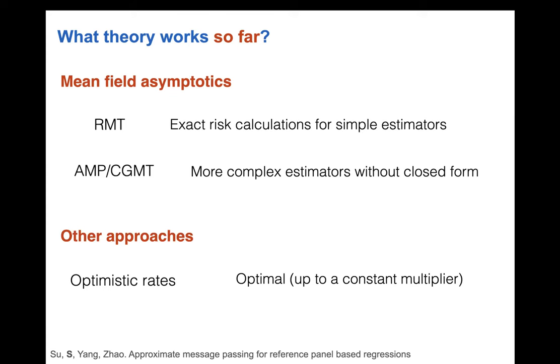Okay, so there are also other approaches, right? This approach, for example, of optimistic rates, is due to a paper by Nathan's group. And the key idea in this paper is that they try to refine the complexity measure, which is used in the uniform law of large numbers.